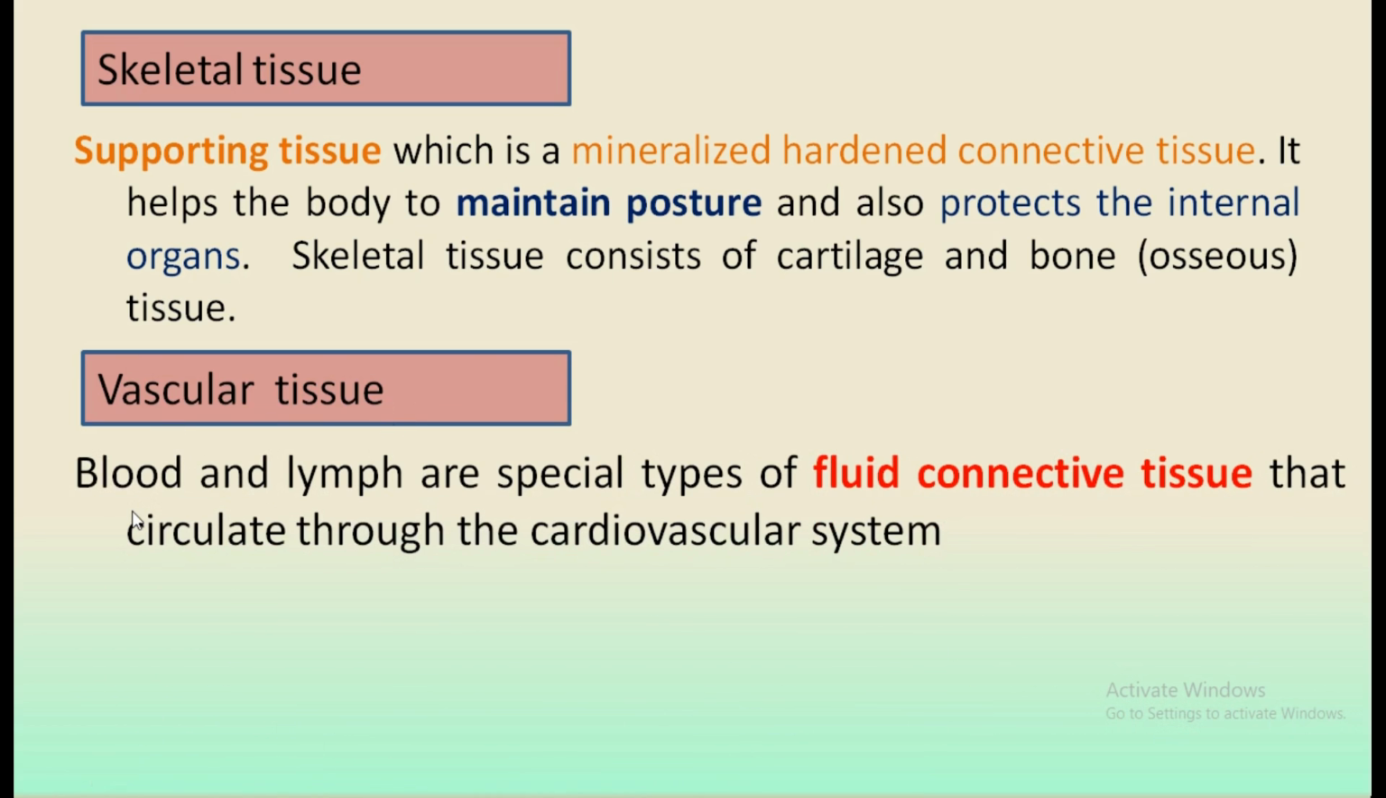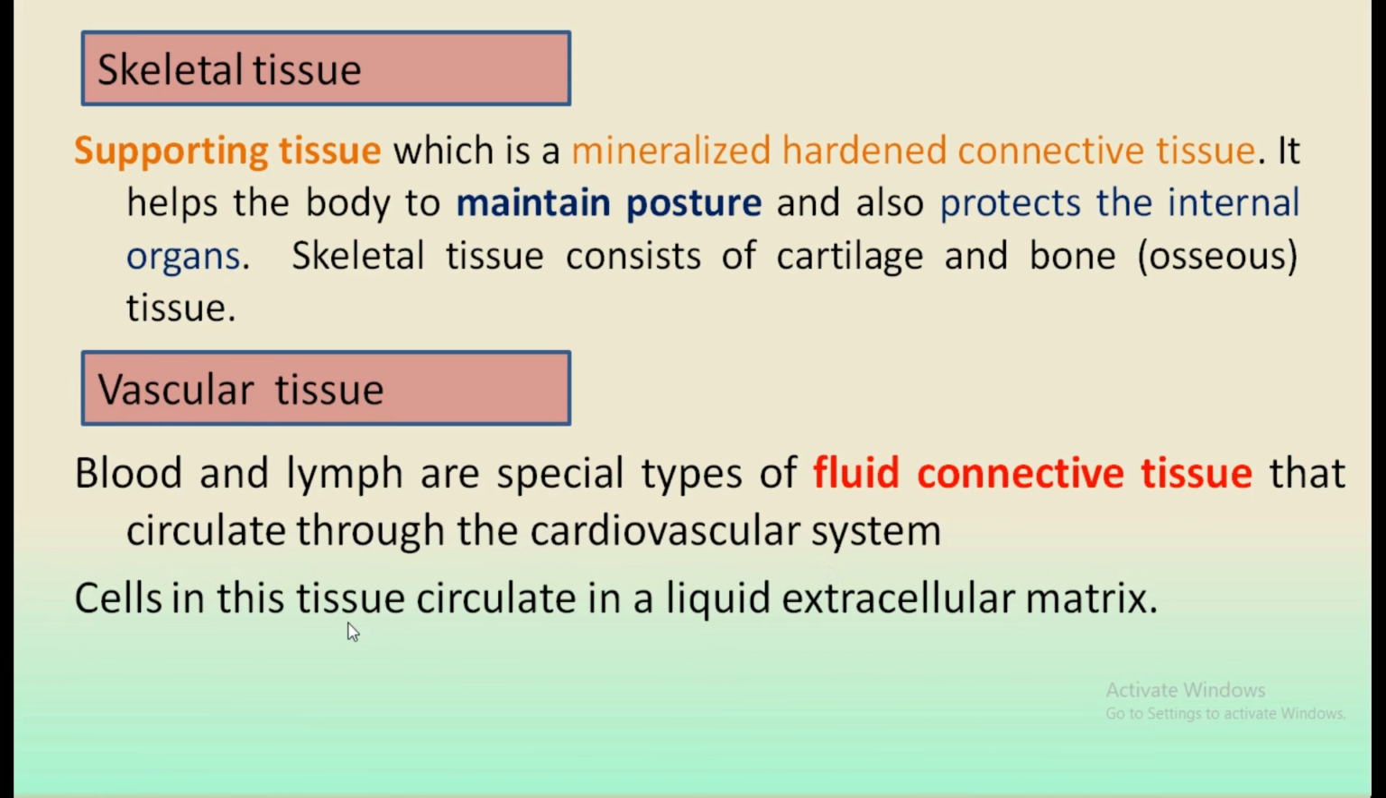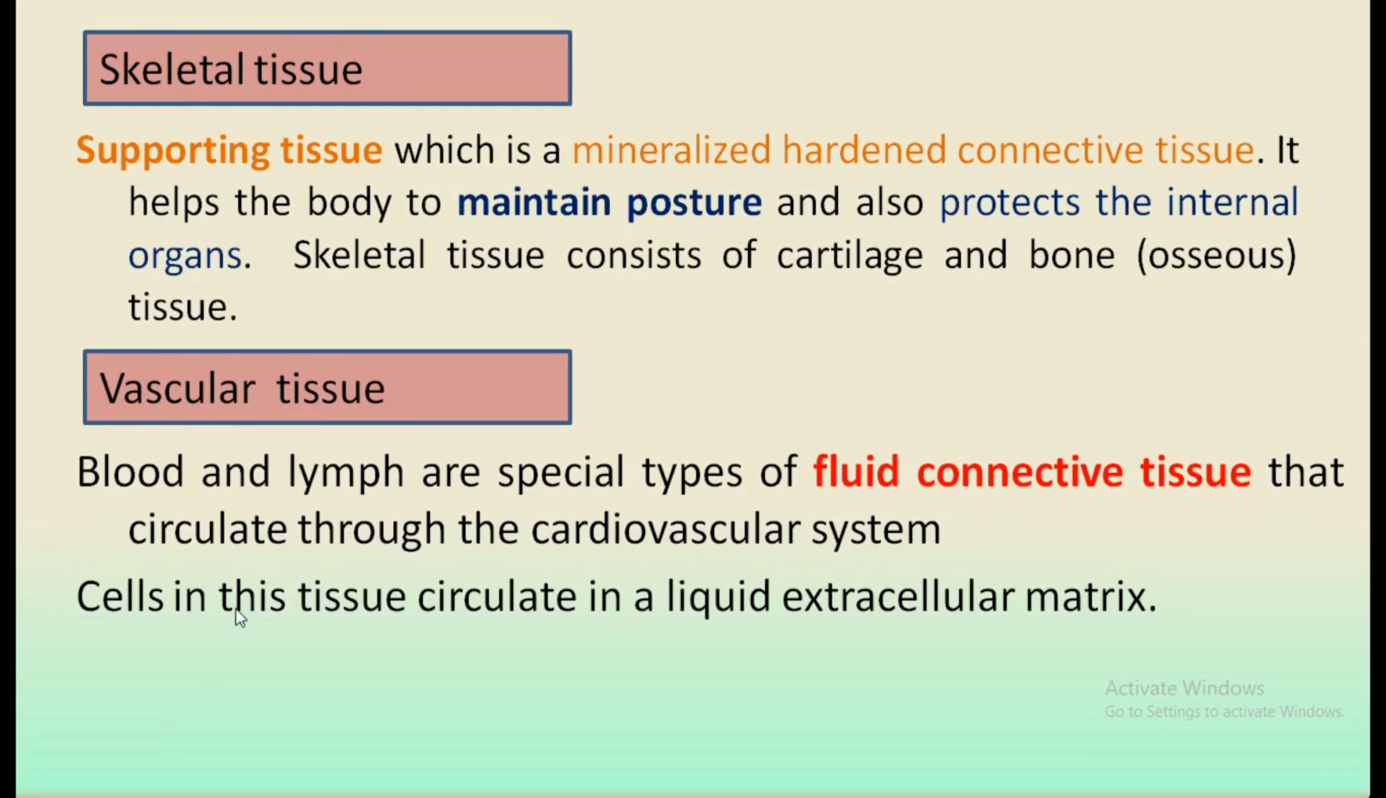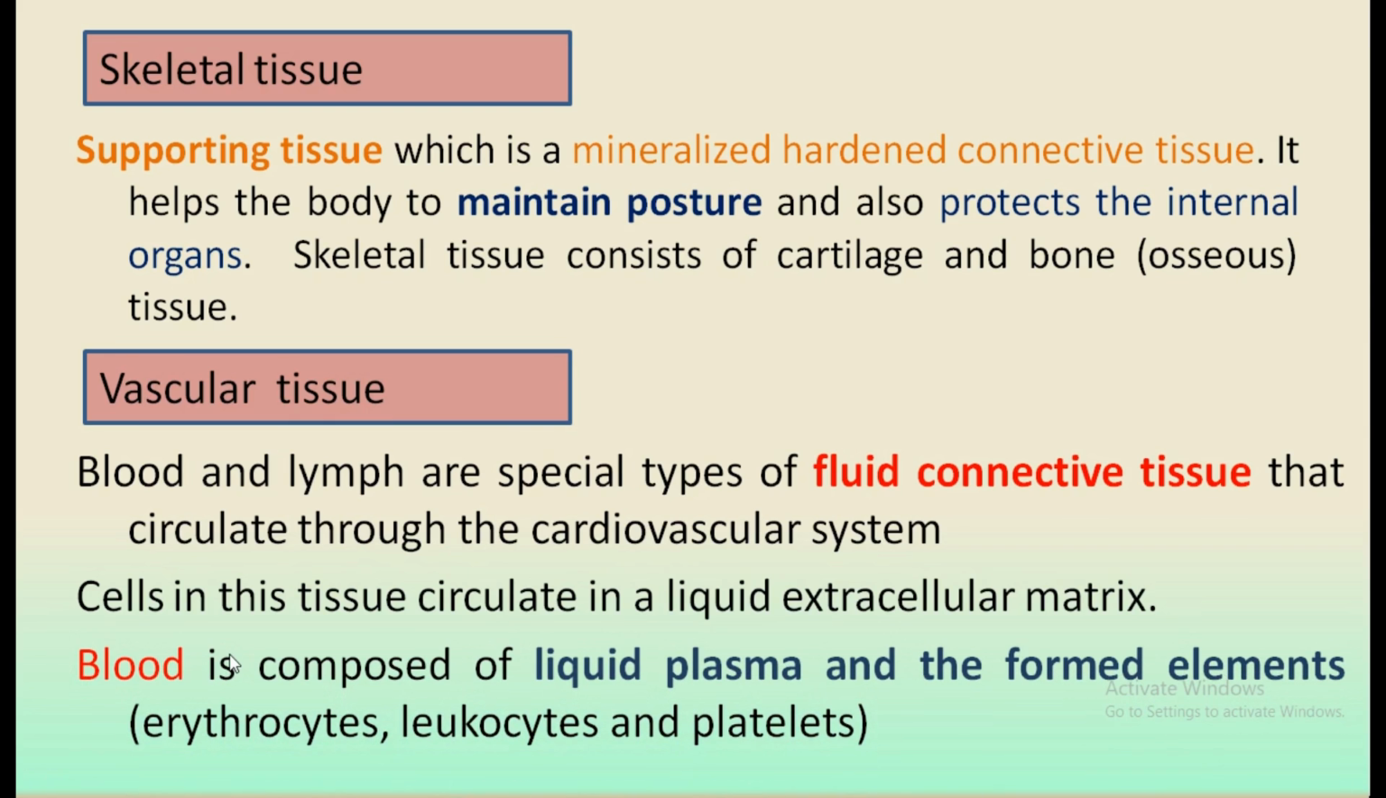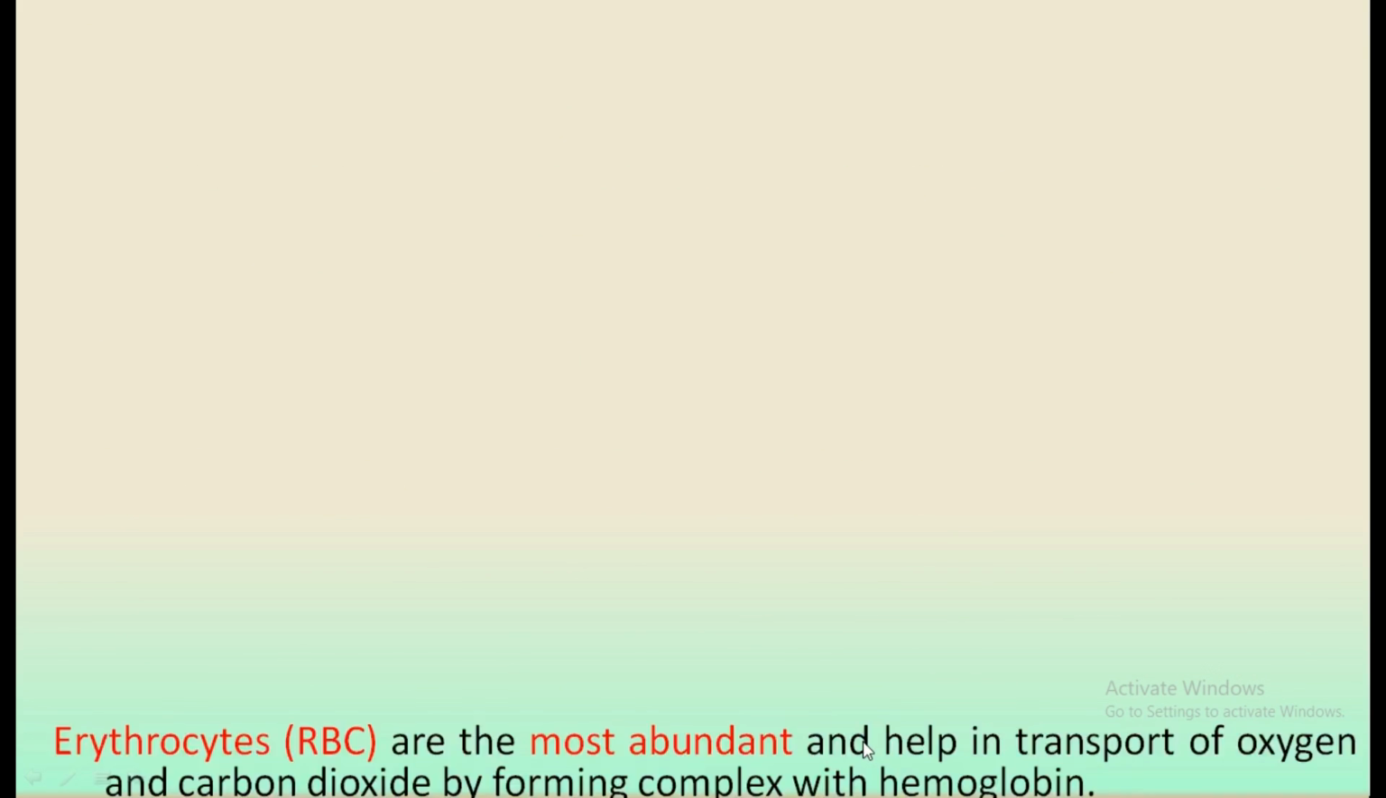The vascular tissues are made up of blood and lymph, and these are special types of fluid connective tissue that circulate through the cardiovascular system. The cells in this tissue circulate in a liquid extracellular matrix, and the blood is composed of liquid plasma and the formed elements or cells, which are mainly the erythrocytes, leukocytes and platelets.